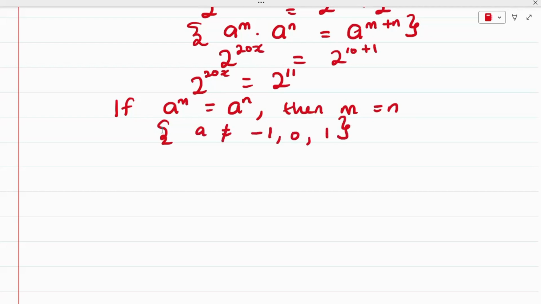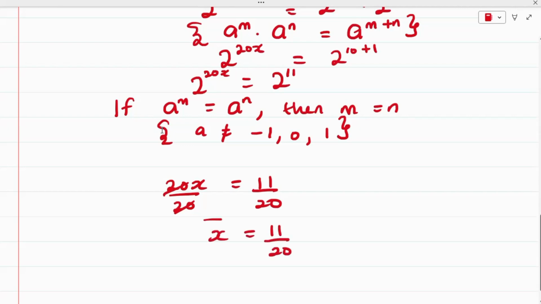So from here we have 20x is equal to 11. So divide both sides by 20 to isolate x. This is going to cancel out this, so we have that x is equal to 11 over 20, and this becomes the final answer.